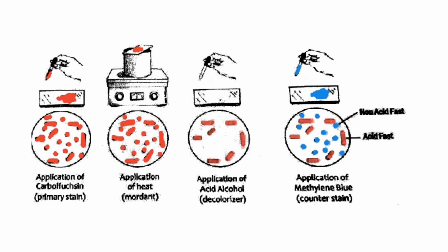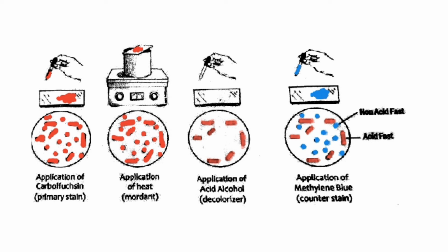So next step is the application of acid alcohol, which is the decolorizer. In this step we should be able to identify the acid-fast, as acid-fast organisms are not easily decolorized, whereas non-acid-fast organisms are easily decolorized. So, cover the slide with acid alcohol solution for 3 minutes. The slide is then washed again under running tap water and drained. Now cover the slide with methylene blue stain and leave it for 2 minutes. So the methylene blue is the counterstain here.